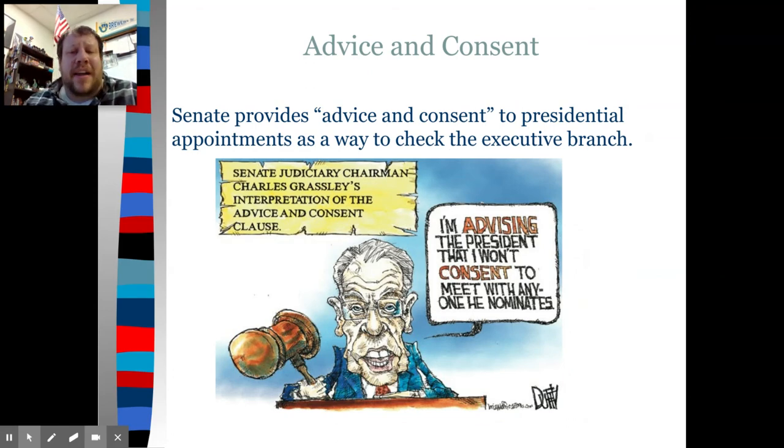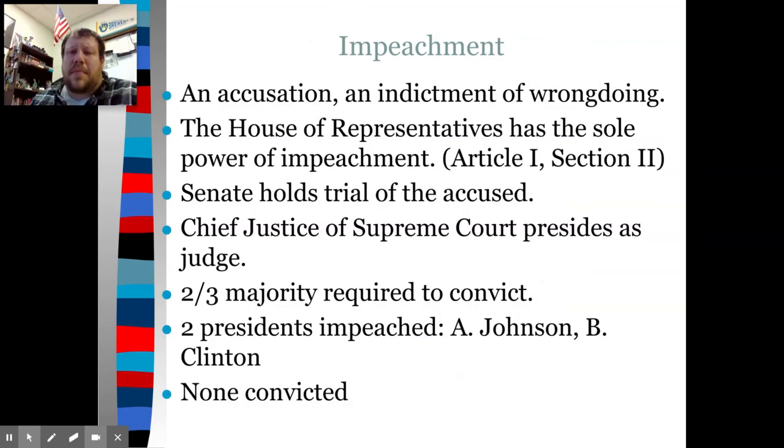The Senate is also supposed to advise the president, right? The Senate's job is to advise the president and say, hey, we think it's a good person or a bad person to be part of your administration. You should or should not use these people. That's where this whole idea of advice and consent comes in and how things work. We talked about impeachment a lot in 2020.